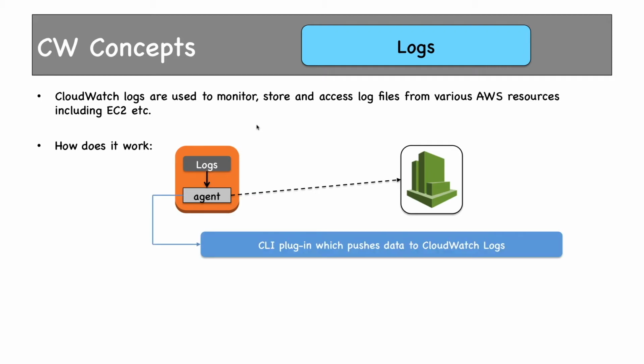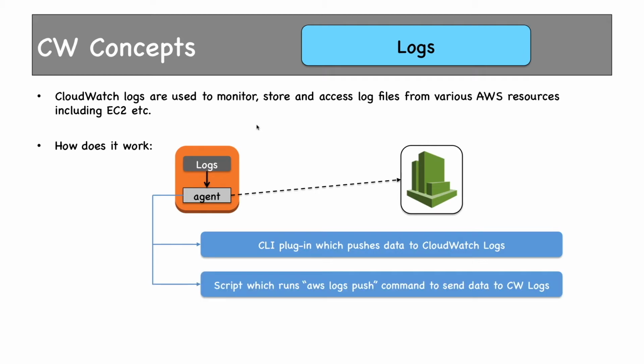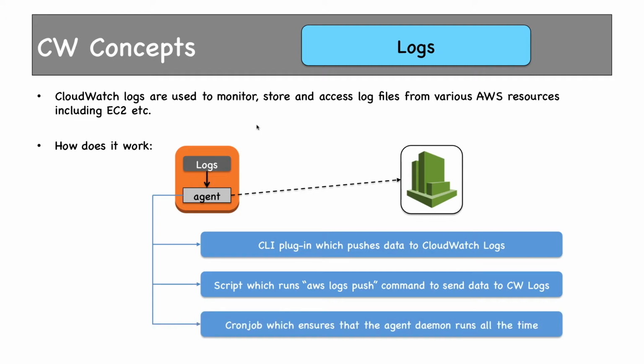This agent is nothing but a CLI plugin which pushes data to CloudWatch. To push log files, it runs a script. The script runs the AWS logs push command to send data to CloudWatch logs. Cron jobs can be used to make sure that the agent runs all the time as a daemon.